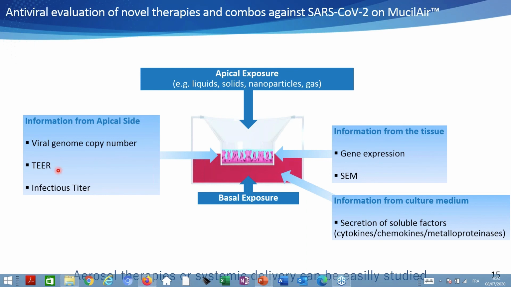We also monitor the effect on the tissue integrity with the transepithelial resistance, and from the tissue we could extract the, let's say, genes. So we can extract the mRNA to quantify the gene expressions and perform electron microscopy, for example. And obviously, from the culture medium, secretion of soluble factors are really important, such as detection of cytokines, chemokines, and metalloproteinase.